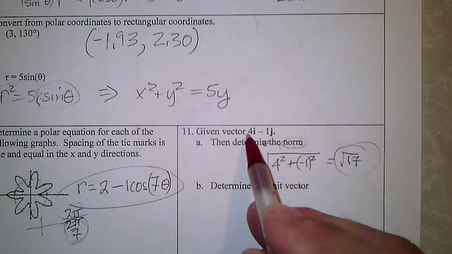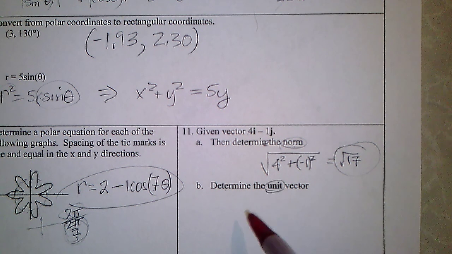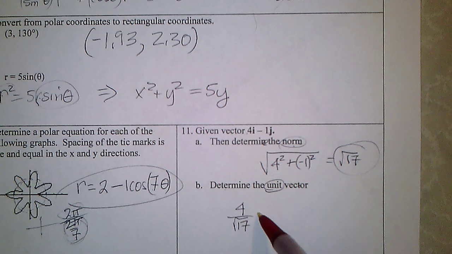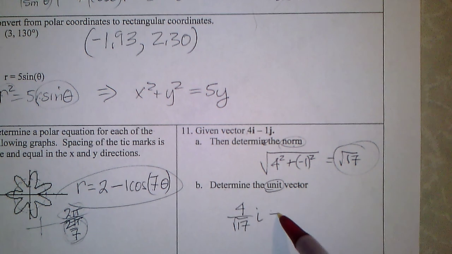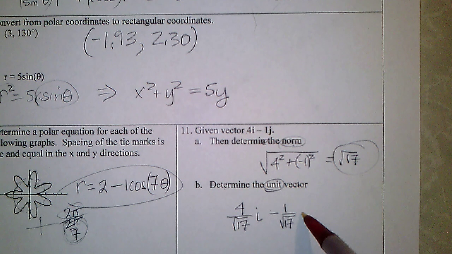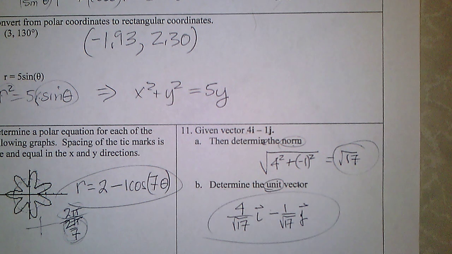Determine a unit vector. Well, if this is the square root of 17 long, a little over 4 long, we have to shrink it down to 1 long to be a unit vector. So we take 4 divided by the square root of 17 in the i minus 1 over the square root of 17 in the j, and that's the unit vector.